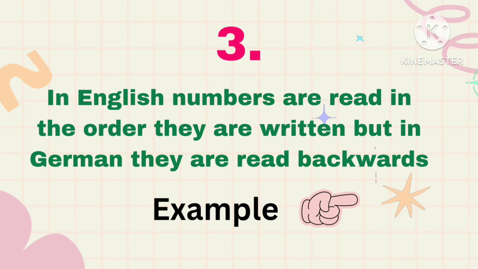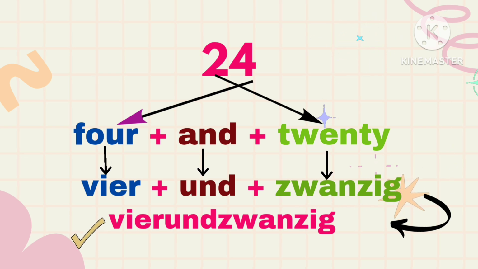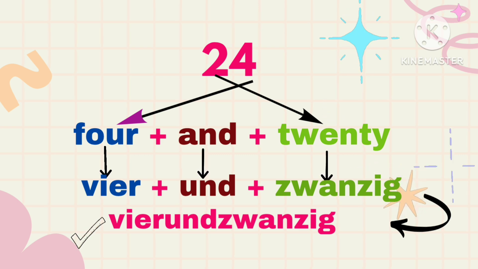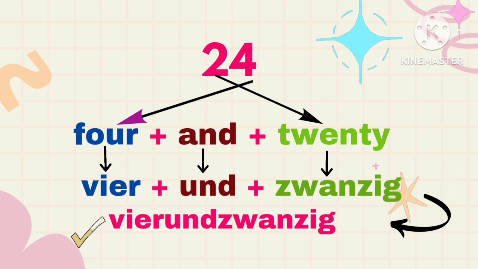Let's understand this with the help of an example. Look at this number. In English, we read this number as 24, but in German, it is read as 4 and 20. The word und means and, which is used to connect the ones and tens digits.